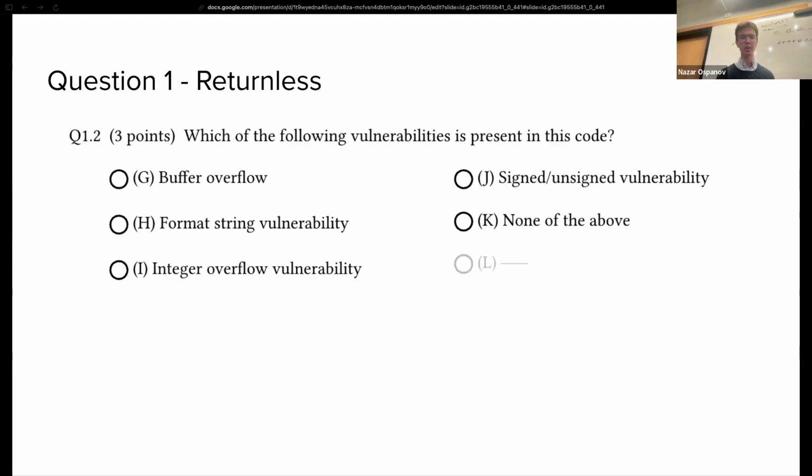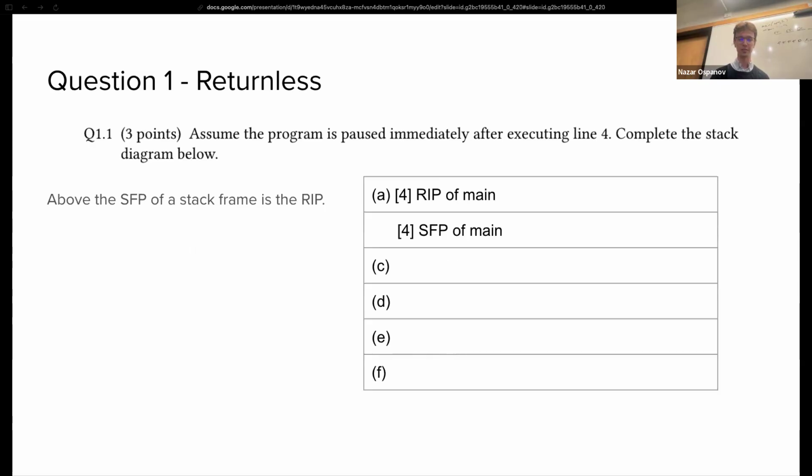Okay, so question 1.2. Which of the following vulnerabilities is present in this code? I'll probably give you guys around a minute and a half to think about it. And I'll probably show the question.